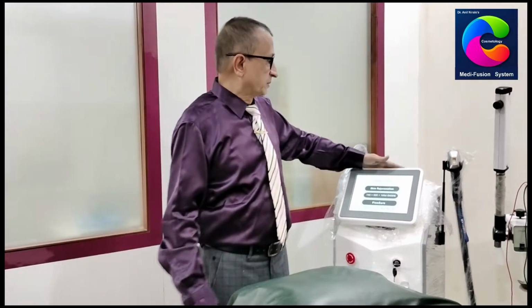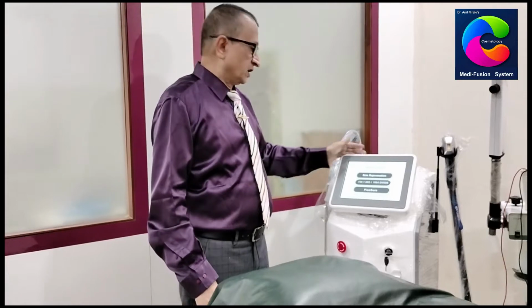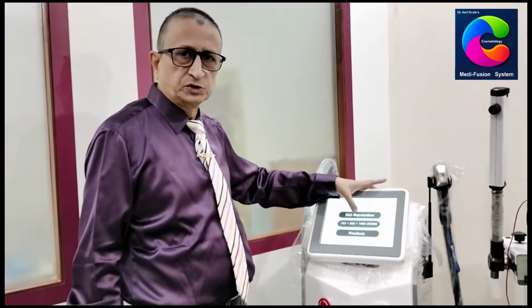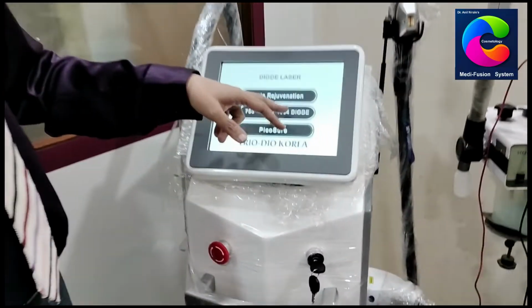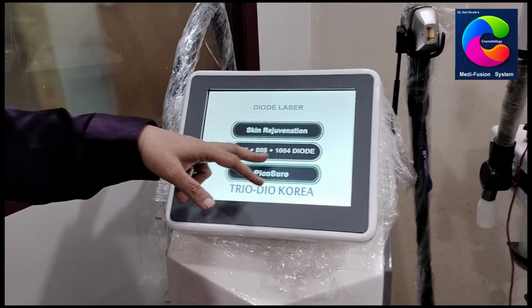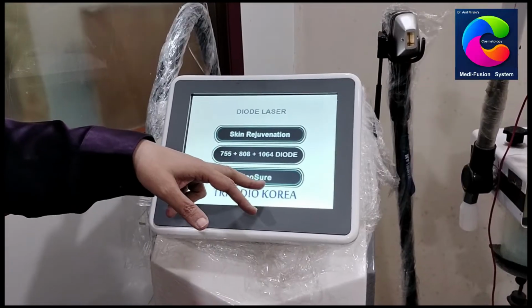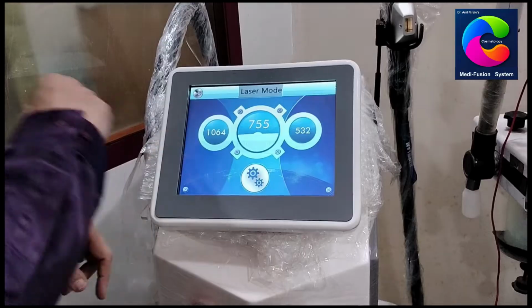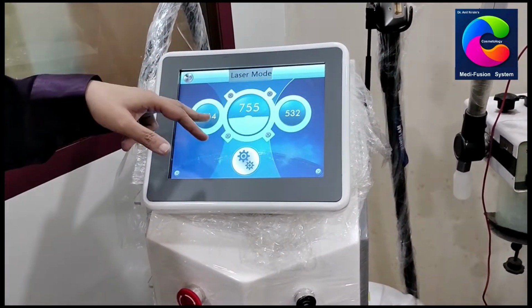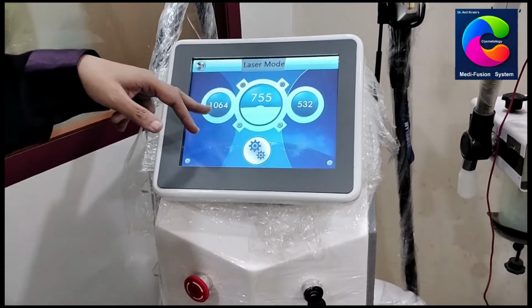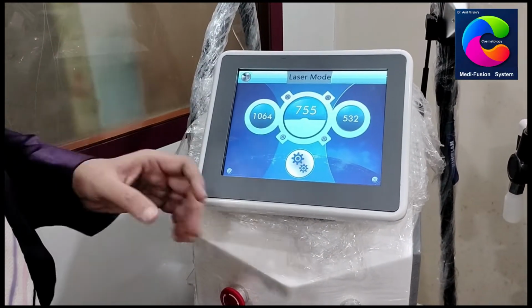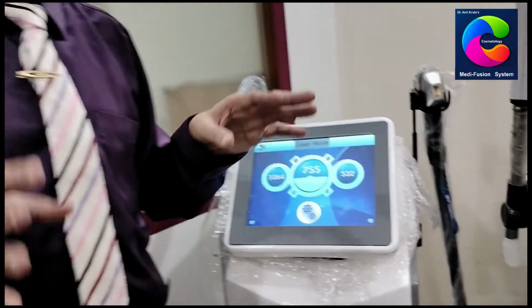I will show you this particular machine. This is a US FDA approved diode laser for skin rejuvenation and for triple pulse hair removal. And the third thing is the pico shear. Today I will show you only the pico shear. When I press on the pico shear, I get three attachments: 1064 wavelength, 755 wavelength and 532 wavelength. For carbon laser face treatment, we will be using only the 755 wavelength.